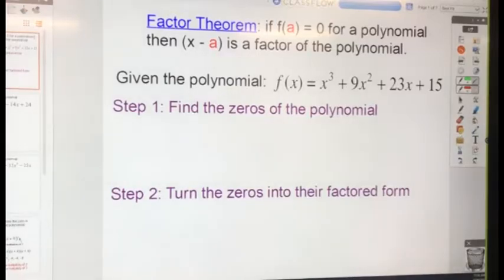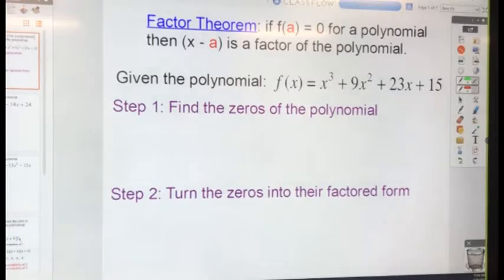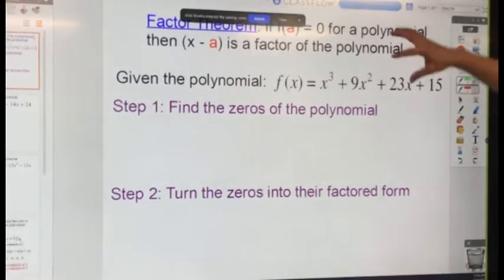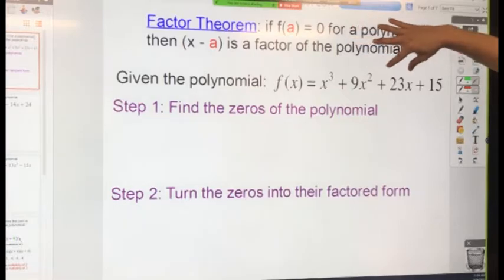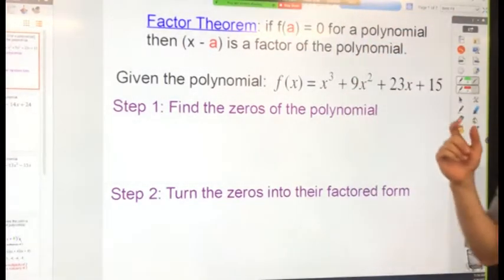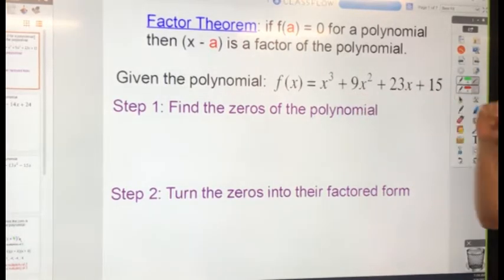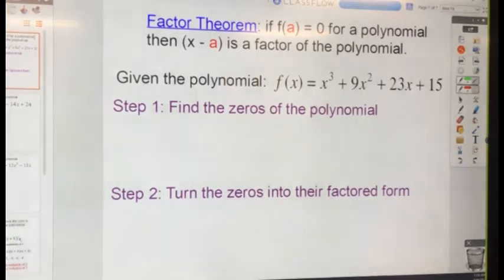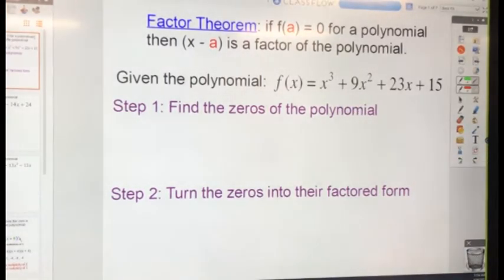So let's take the fundamental theorem further and have it allow us to factor a polynomial. As we look at this polynomial here, x cubed plus 9x squared plus 23x plus 15, I have not told you how to factor a cubic that is not a perfect cube. But there is a strategy where we can very easily factor this cubic polynomial. And that is by using the factor theorem.